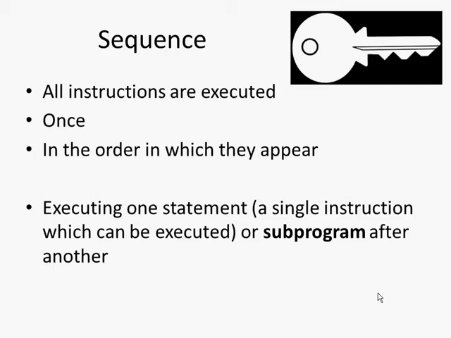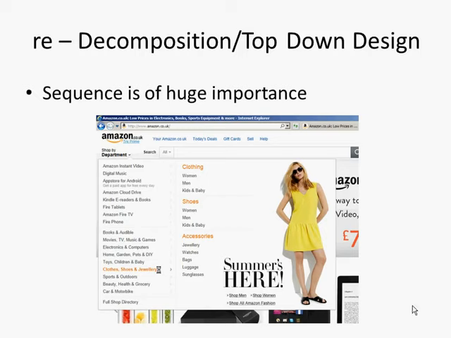A statement, by the way, which we haven't talked about massively, is a single instruction which can be executed, which is usually just one line of code, but sometimes can be several lines of code, as in an if statement, which we'll look at later on. In terms of decomposition and top-down design, sequence is of huge importance. If we took a website like Amazon, for example, somebody might browse to look at some clothes, add maybe something to their basket, then go and look at a book and add a book to their basket, and they might not check out till later on. So the sequence is very undefined, and we've got to be able to cater for that within our software builds.